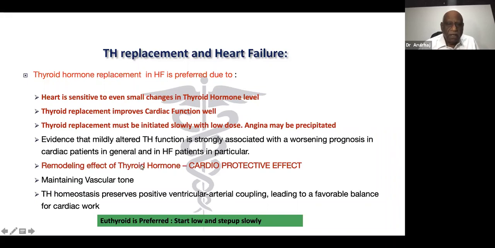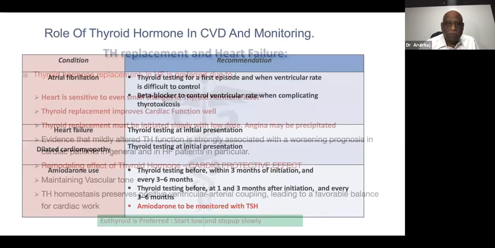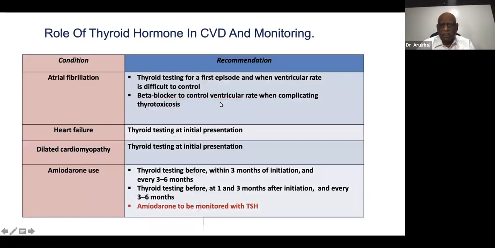There is a remodeling effect of thyroid hormone, which we call a cardioprotective effect. Euthyroid state is preferred; start low and step up slowly. These are certain clinical clues. When there is atrial fibrillation, always check thyroid testing and then start beta blockers to control the ventricular rate. When there is heart failure, always do T3, T4, TSH checking, and cardiomyopathy.